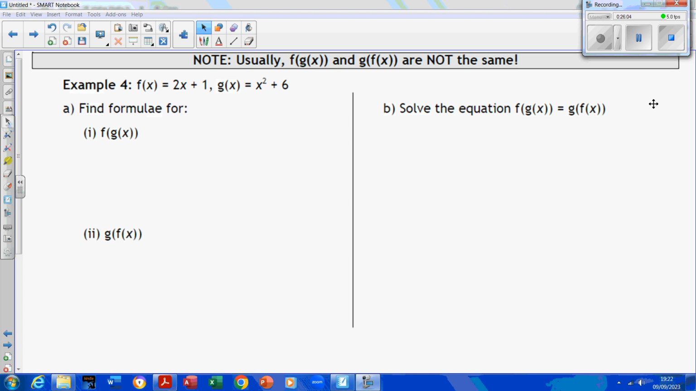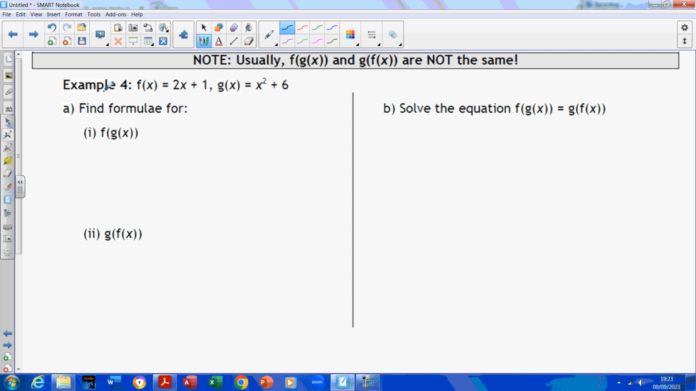Next part of your notes, it says usually f of g of x and g of f of x are not the same. They're not meant to be the same, but there can be a time where they do work out to be the same, but that's just a coincidence, it's not a rule. So we've got one example here. Example 4: f(x) is 2x plus 1, g(x) is x squared plus 6.